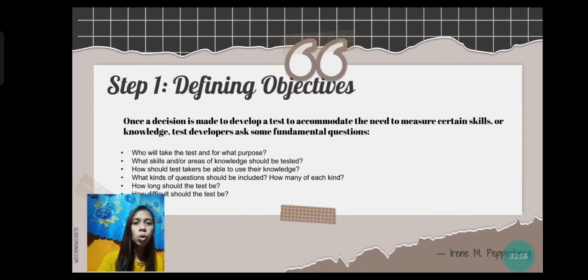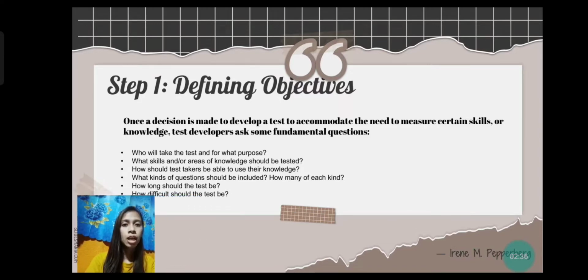Number one, who will take the test and for what purpose? Number two, what skills and or areas of knowledge should be tested? Number three, how should test takers be able to use their knowledge? Number four, what kind of questions should be included, and how many of each kind? Number five, how long should the test be? Last, how difficult should the test be? Again, in defining the objectives, it should answer these questions.